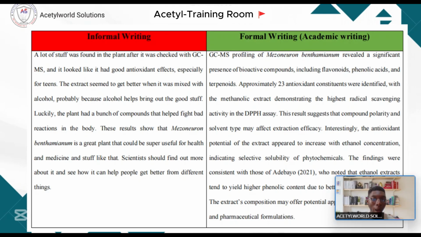Look at the last part. "The findings were consistent with those of Abayo 2021." You can see you are backing up your claim now with a reference. So in this case, this academic writing actually needs to be done in a well maintained academic tone. If that is not done, then you've actually affected the whole thing. The whole scenario has been affected.